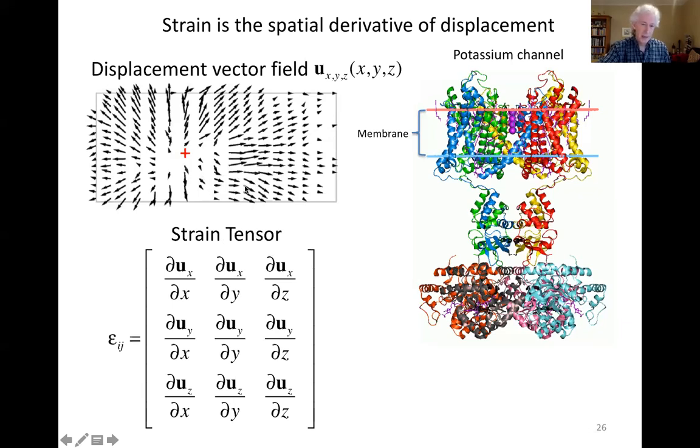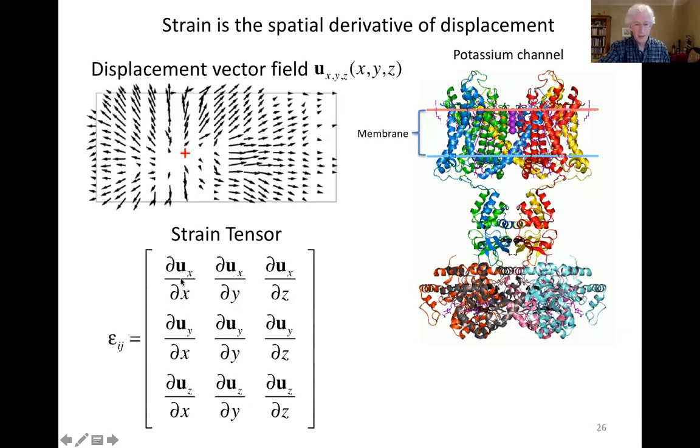But what it means is that, at a given location, what you want to consider is, as you move in X, how much does the displacement field change in X? So here, as you move, let's say in this direction, in the X direction, how does this displacement vector change in X? You can also ask, as you move in X, how much does the displacement vector change in Y? If it points in this direction here, and it points in this direction here, that means it's changed a lot in Y as you moved in X. Okay. So you can ask how the displacement vector changes in X, Y, and Z for each direction of X, Y, and Z. So that gives you 9 components.